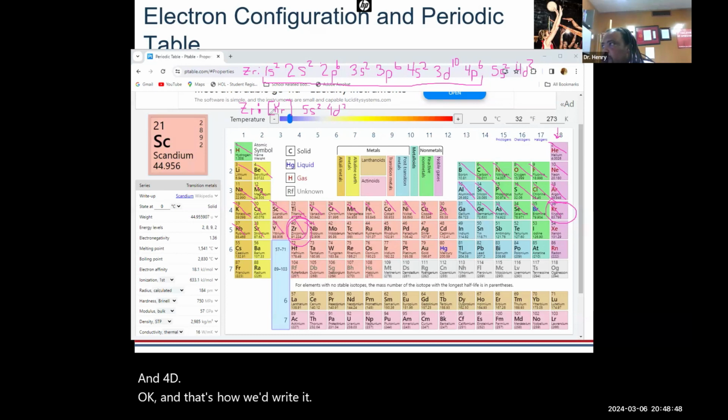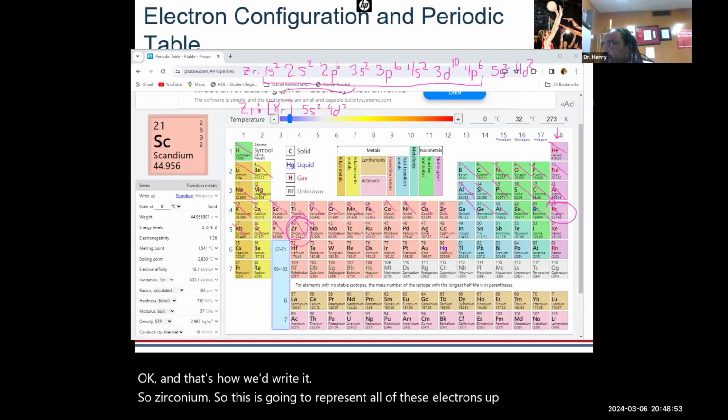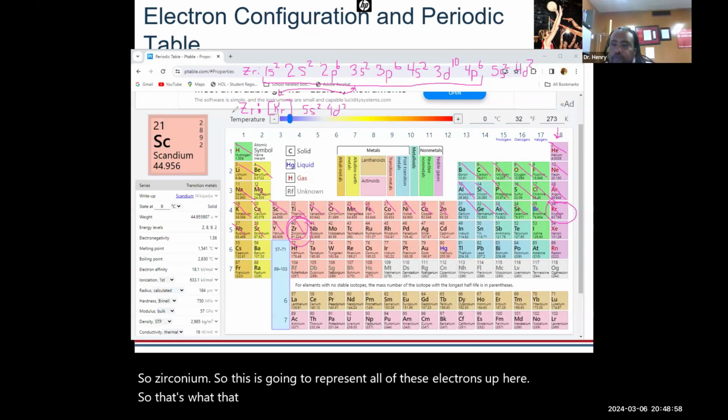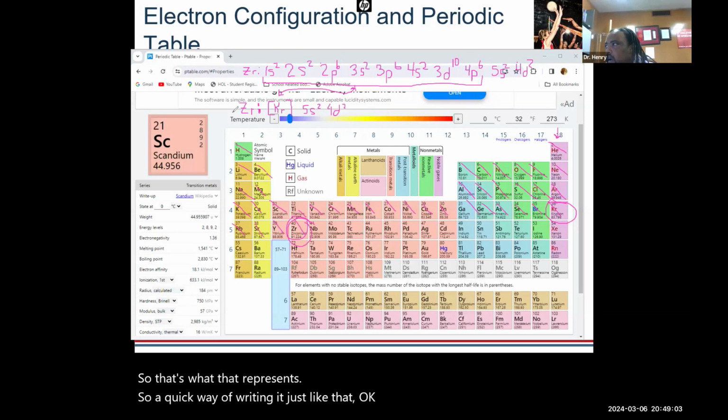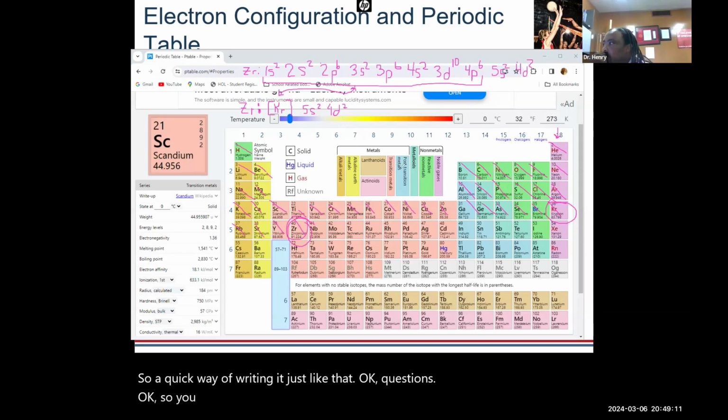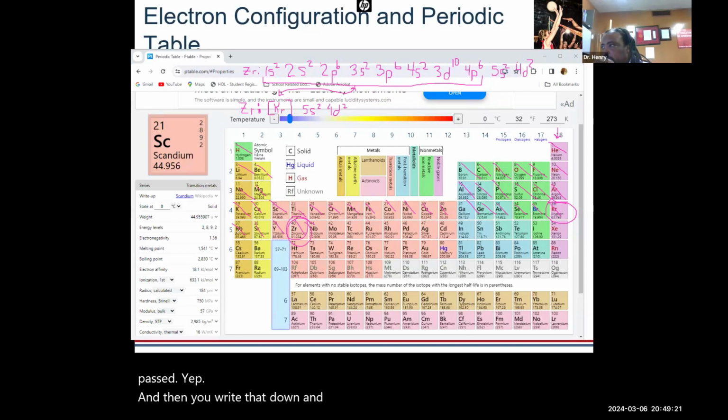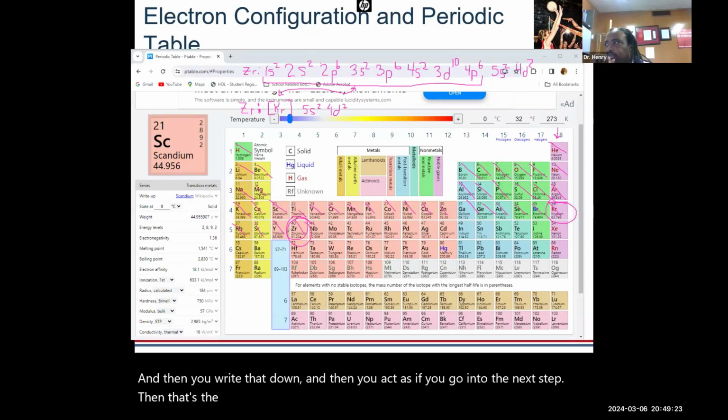So this is going to represent all of these electrons up here. That's what that represents. A quick way of writing it just like that. Questions? So you said we have to go to the nearest noble gas that we've passed? Yep. And then you write that down and act as if you're going to the next step. Then it's the 5s2 and then the 4d2.